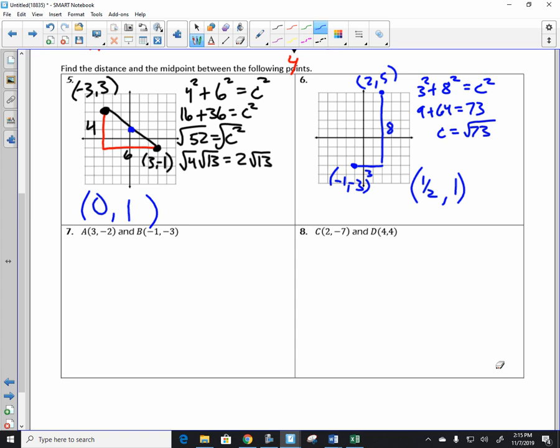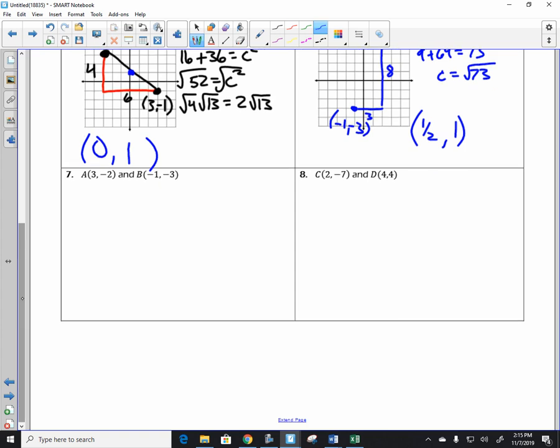What's different about the next two examples? There's no graph. So we're just going to use a straight up formula here. Distance is square root of x sub 2 -1 minus 3 quantity squared plus -3 minus -2 quantity squared. Jack, see why the squareds can't go away?